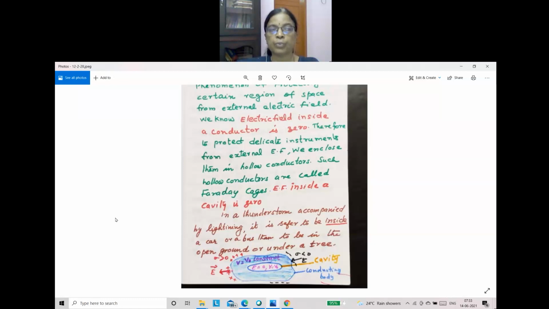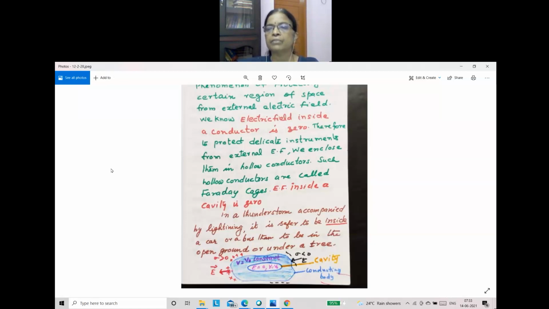Then inside that, suppose there is an electric device, and that device should not be affected by the electric field. We have to protect that device from the external electric field. So we use such cages.